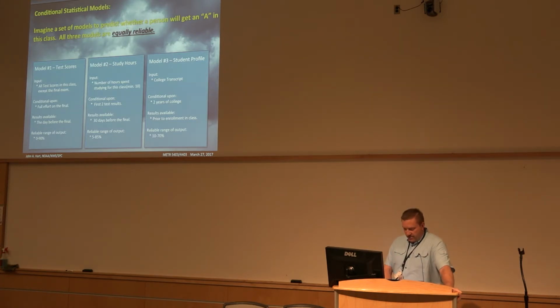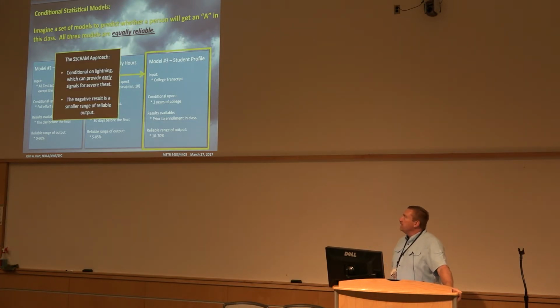That's the SCRAM method, because we're conditioning on lightning, which is when the thunderstorm first forms. We don't know what the rotation couplet's going to look like. And we don't know if it's going to be a bow or a supercell. We don't know if the mesh core is going to get strong, or any of that stuff. All we know is there's a lightning strike.